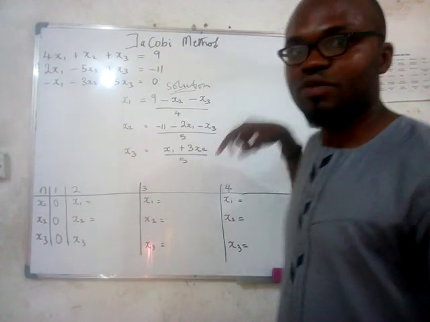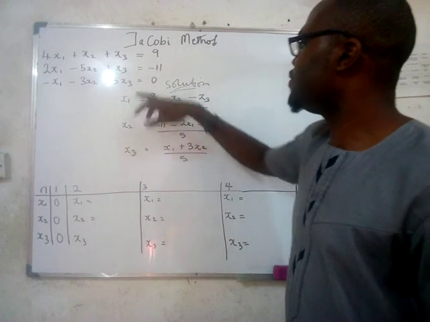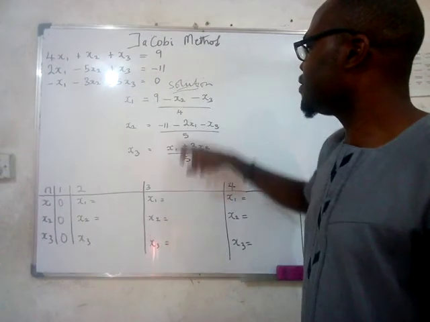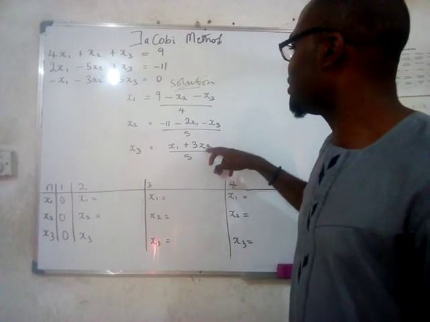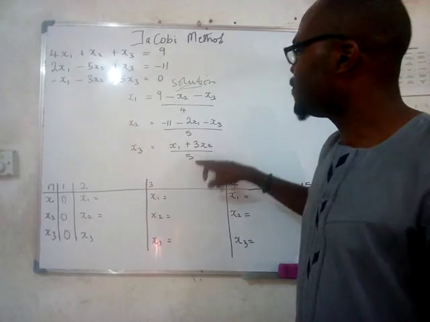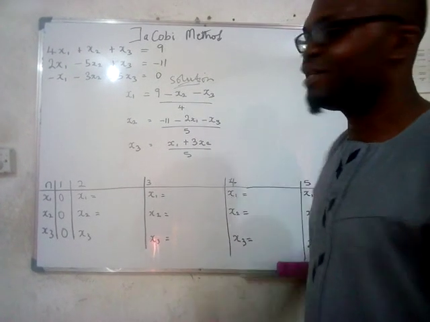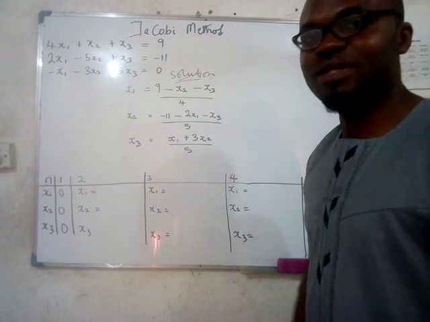Come to the third equation and make x3 the subject of the formula. Take this one over, it's going to be x1. Take this one over, it's going to be plus 3x2. Then all over the coefficient of x3, 5. So you're going to have these three equations. Once you have these three equations, then your problem is almost solved.